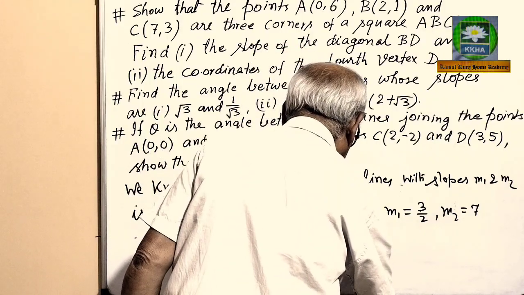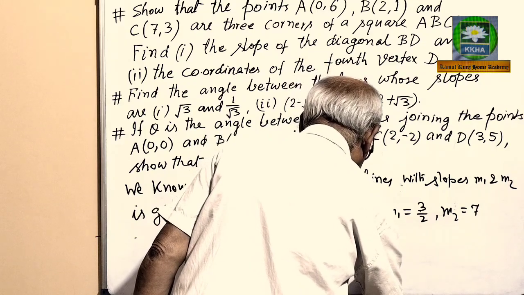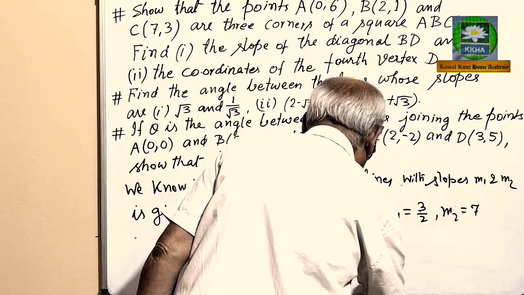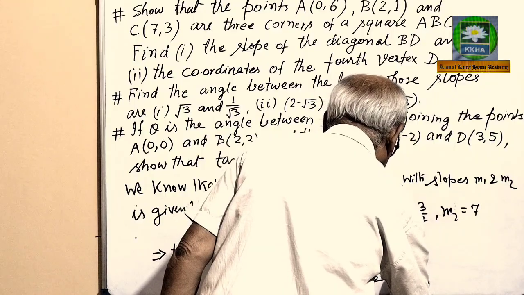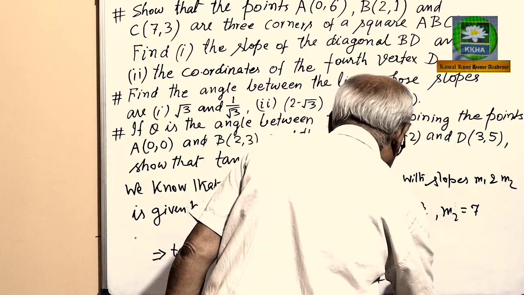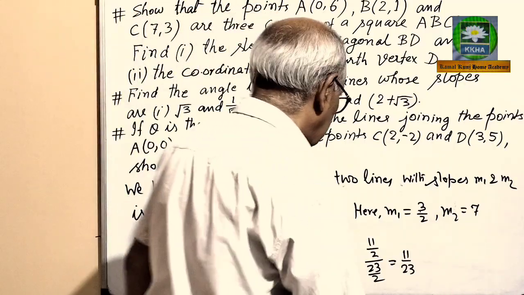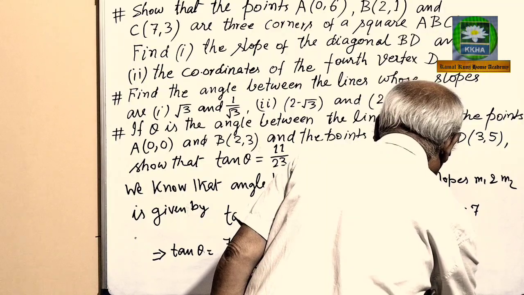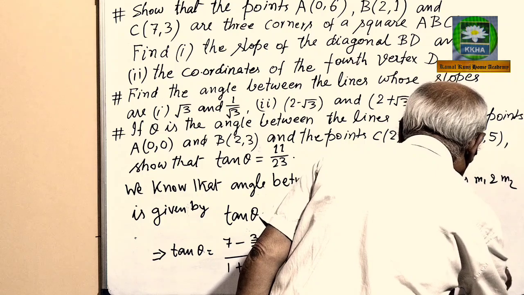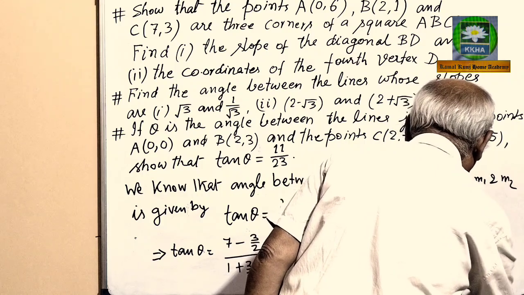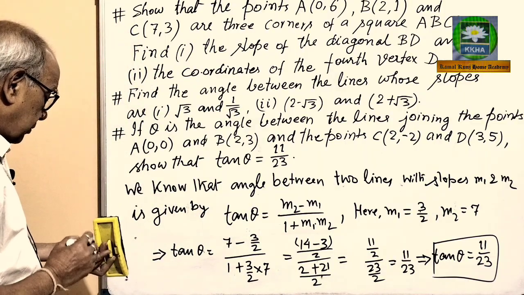This is equal to 11 upon 2 divided by 23 upon 2, which is equal to 11 upon 23. Hence, this implies that tan theta is equal to 11 upon 23. Hence the result. Now let us solve the next question.